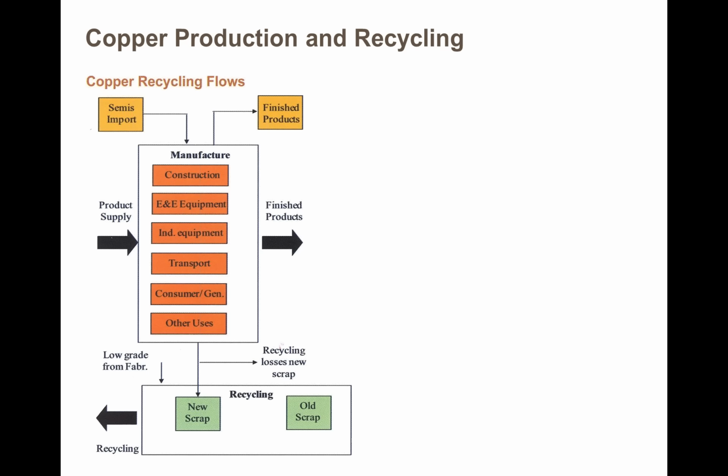Copper is used in all of these areas of construction of types of equipment or material things, construction equipment, electrical and electronic equipment, industrial equipment, transportation equipment, that's cars, trucks, boats, trains, etc., airplanes. General consumer goods, what you buy at the store, your iPhones, things like that. And other uses like mixers and so forth.